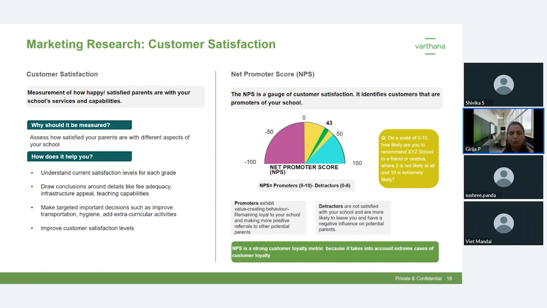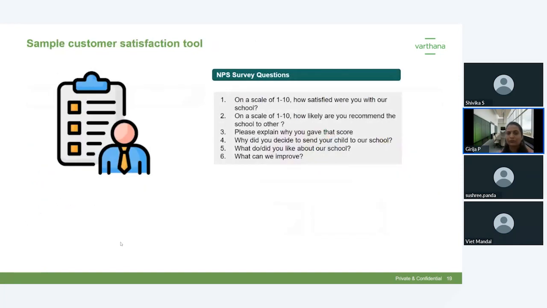Okay, let's move ahead with the presentation. If you want to measure your customer satisfaction level, this is a sample survey question. You can ask them to rate on a scale of 1 to 10 how satisfied they are, how likely they are to recommend your school to others, why they are scoring that way, why they decided to send their child to your school, how we can improve, and what they like about your school. This is the way you will come to know how satisfied customers are with your school and what your improvement areas are.